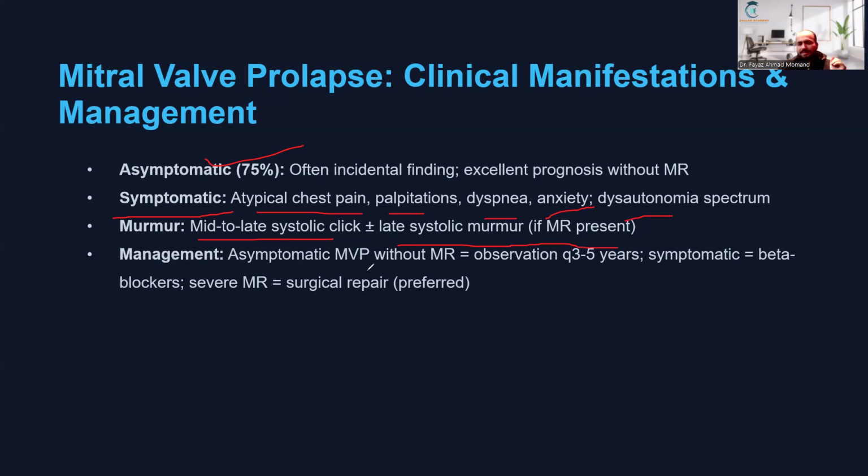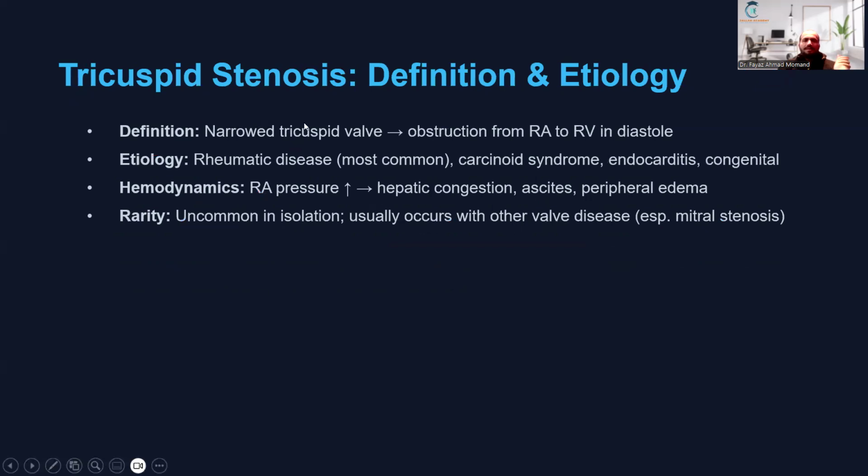Management: asymptomatic mitral valve prolapse without regurgitation, observation for 3 to 5 years. Symptomatic, beta blockers. Severe regurgitation, surgical repair. Remember, surgical repair is almost always reserved for severe cases. Tricuspid stenosis is not very common, but can happen. It is narrowing of the tricuspid valve; blood flow from the right atrium to the right ventricle is obstructed during diastole. Etiology could be rheumatic disease, commonly carcinoid syndrome, endocarditis, or congenital heart diseases.